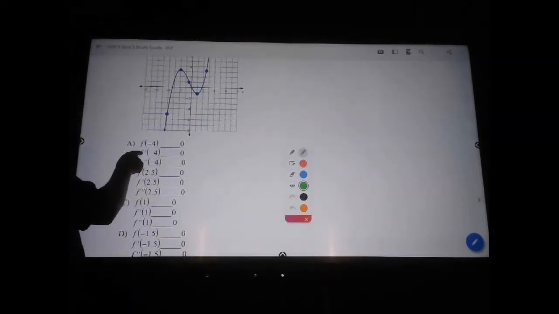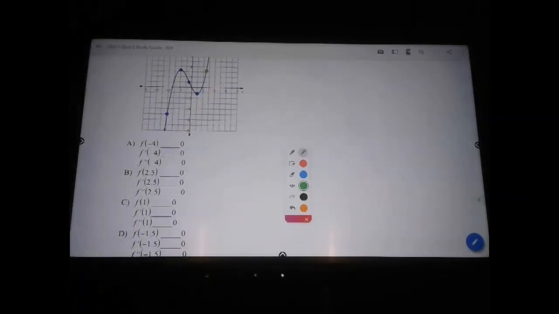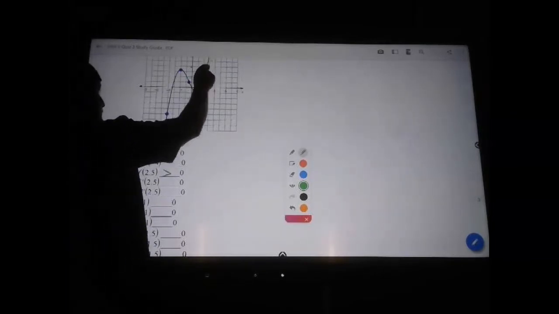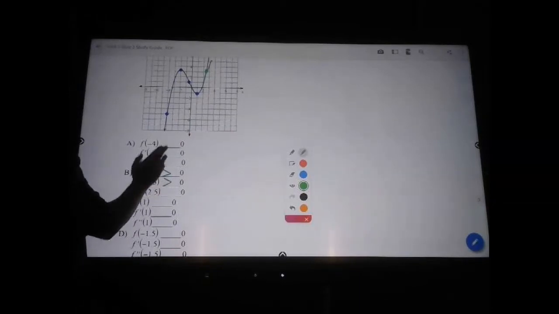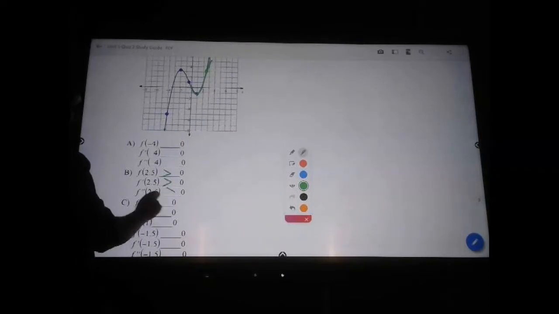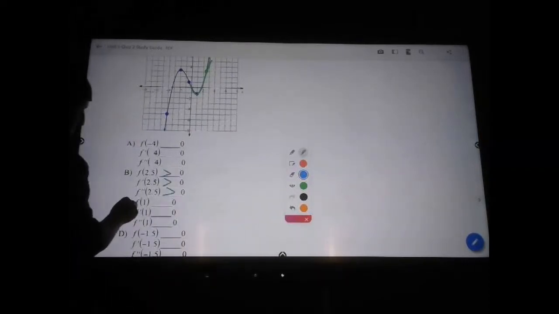So f of 2.5. That's this point right here. All right, at that point, I would say that the y value is positive, right? I would say that the slope is positive because it's sloping upwards. And I would say that the concavity, concave up, is positive. They're all positive. How about at 1?